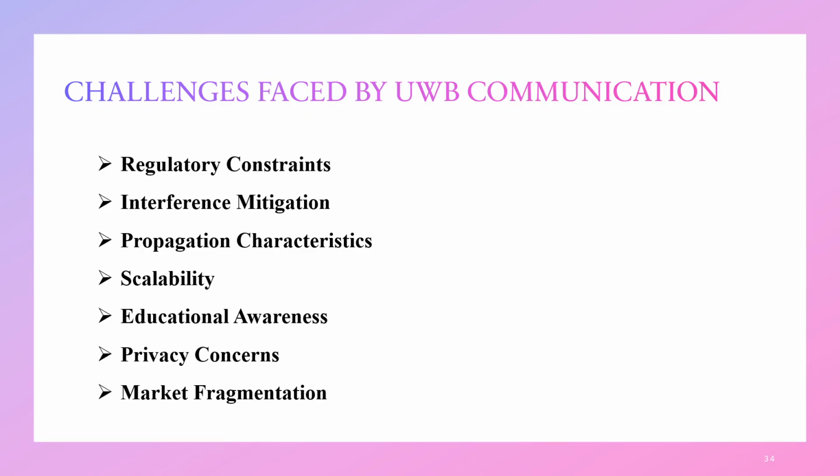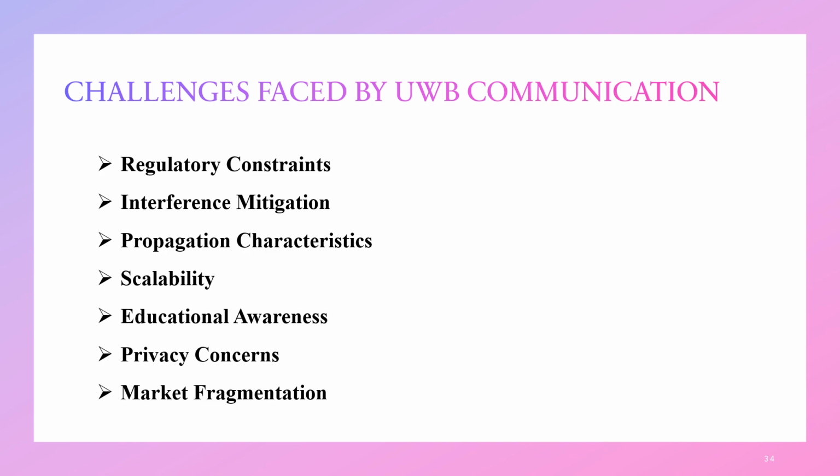Now the challenges faced by UWB communication. Regulatory constraints: UWB operates across a broad frequency spectrum and regulatory compliance varies by region. Navigating the complex and evolving regulatory landscape can be challenging as different countries may have different rules and restrictions. Now, interference mitigation: UWB signals can potentially interfere with other wireless technologies such as Wi-Fi, Bluetooth, and cellular networks. Developing effective interference mitigation techniques is crucial to ensure coexistence with these technologies.